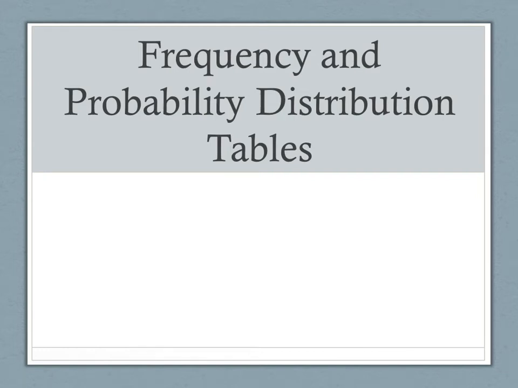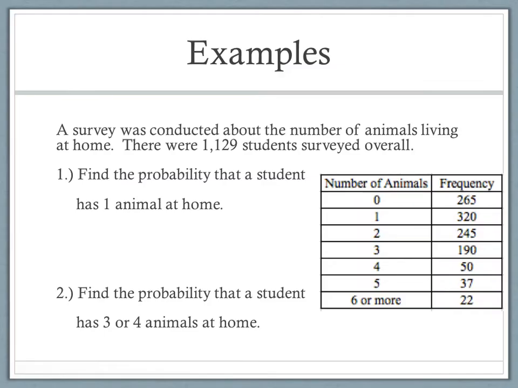Alright guys, this is the last note of the year for Algebra 2. So here we go, we're going to talk about frequency and probability distribution tables. A frequency table tells us how often something is going to occur. So this is just saying how many times people answered each answer.